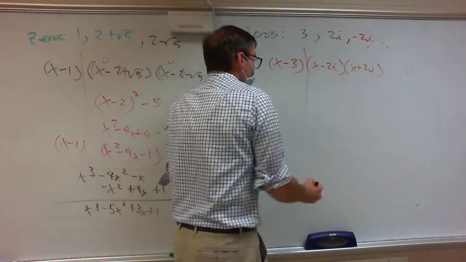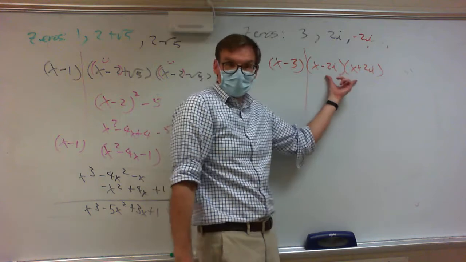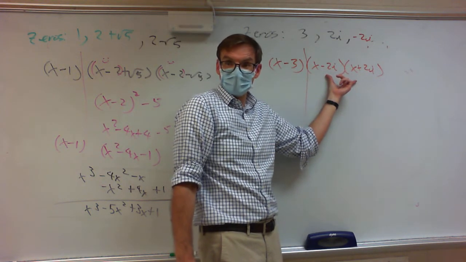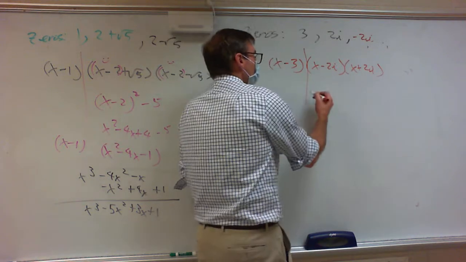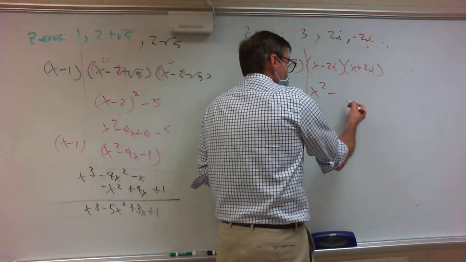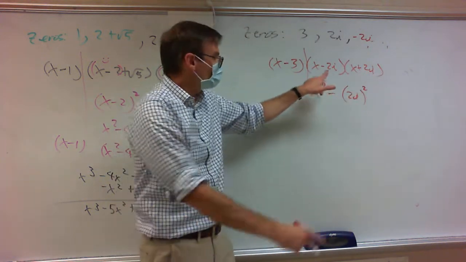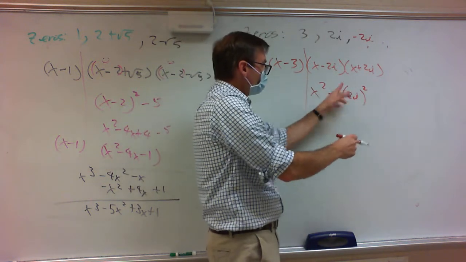Okay, we're going to do the same thing. Does everybody see a difference of squares? Yes. All right, there's your difference of squares. So when I multiply it, that's going to give me x squared minus 2i squared. Everybody okay with difference of squares? You get this thing squared minus this thing squared.